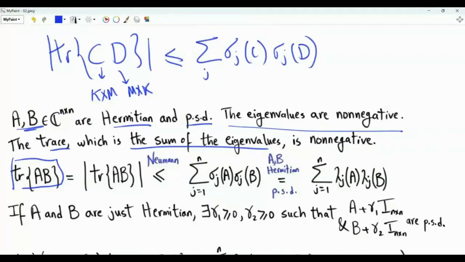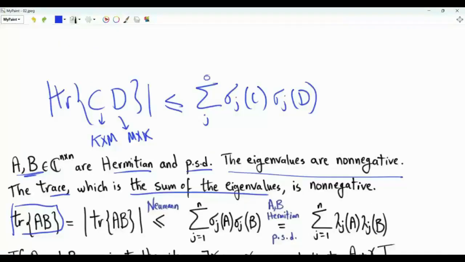So sigma 1 of C is its maximum singular value, and sigma rank C of C is its minimum positive singular value. The upper limit of summation, we can put here K or M or the minimum of the ranks of these two matrices. The convention is that sigma V of C is equal to 0 if V is strictly greater than the rank of C. This is a general inequality.